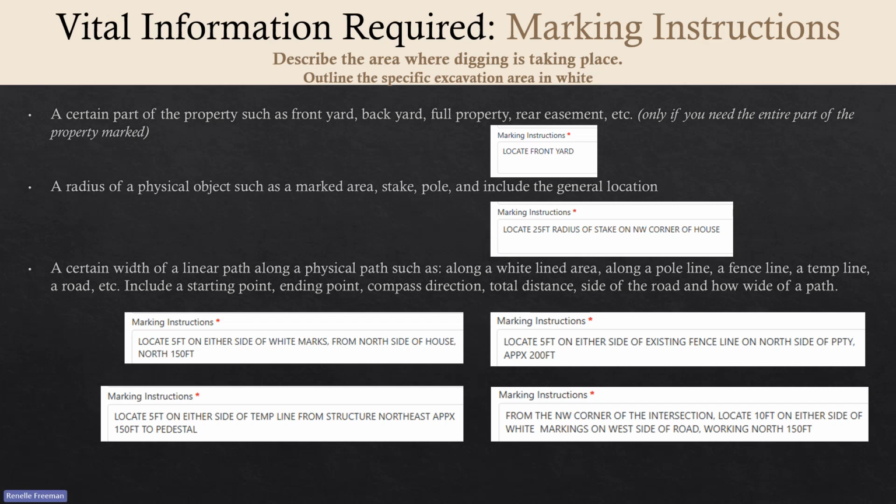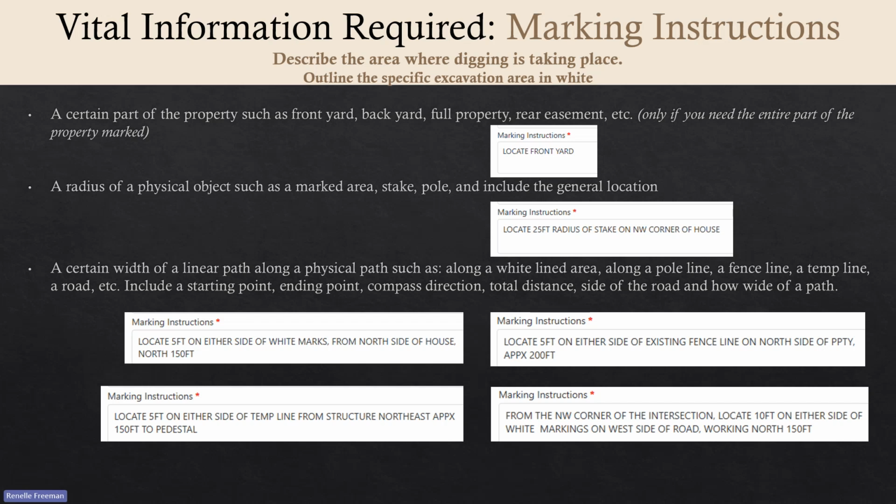So just keep that in mind when you're trying to determine your locate area. Some examples of locate instructions or marking instructions would be a certain part of the property, such as front yard, backyard, full property, or rear easement, but only if you need that entire part of the property. If you have a specific area in the front yard, like a radius around a stake or something, then provide that specific information. But if it is the entire front yard or backyard, then you can state in the marking instructions to locate the front yard.